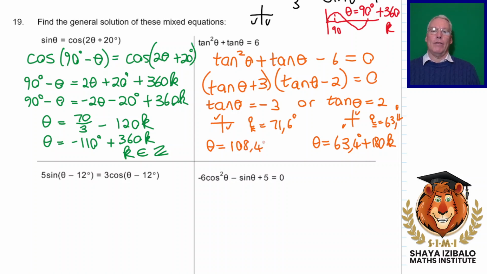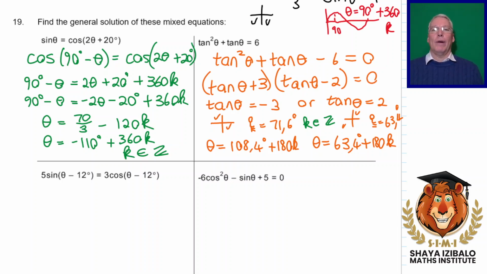Because it's tan, we can just take one of those answers and add 180k. For both of these, somewhere in this page, we need to fit in that k is an integer. K is an element of Z. Right, and so there's our final answer to that one.